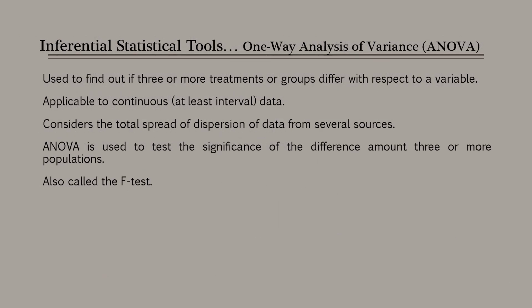The one-way analysis of variance, or ANOVA, or F-test, is a tool used to find out if three or more treatments or groups differ with respect to a variable. It is applicable to continuous data. It is a technique that considers the total spread of dispersion of data from several sources. In its simplest form, ANOVA is used to test the significance of the difference among three or more populations. It is also called F-test.